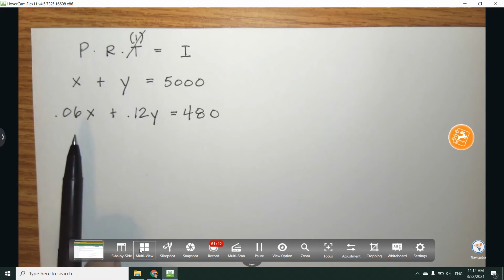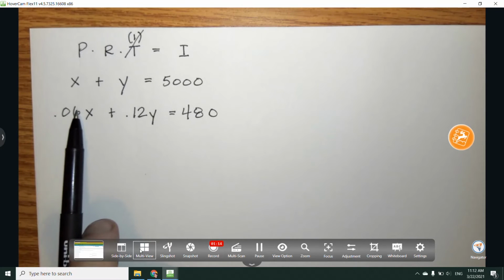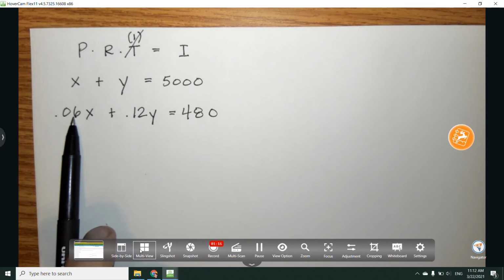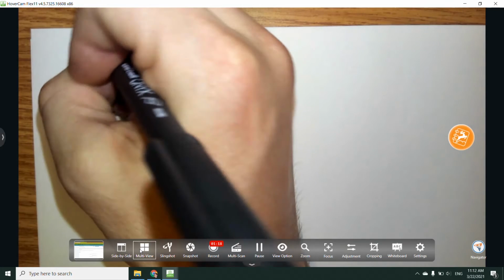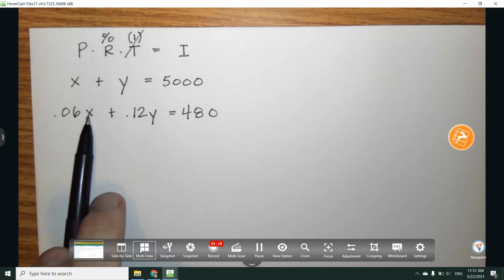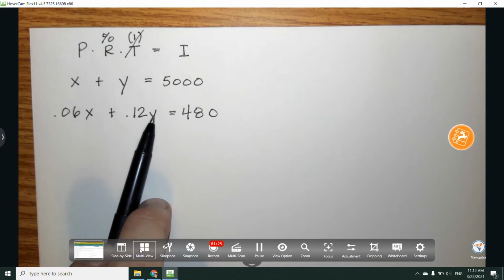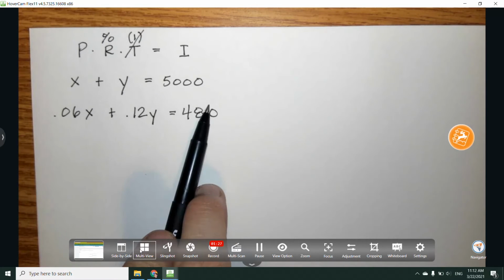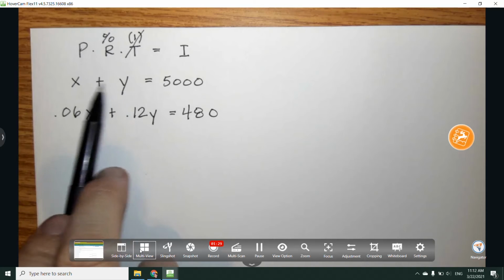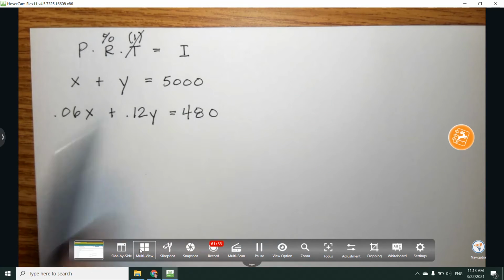And you can see that happen here. This is our rate, which is our percentage, times the amount of money invested, plus the rate of the other one times the amount of money invested there, and that equals our interest earned. You can see that we just have X and Y here. That's the total money invested, and if we add those two together, that's where the 5,000 comes from.